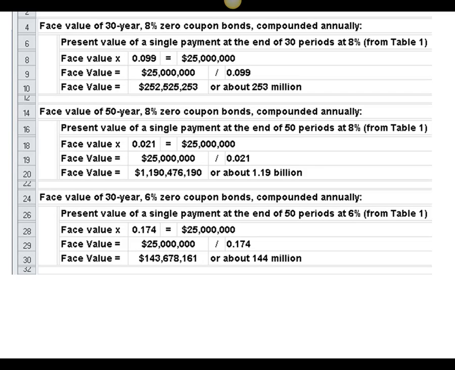And then if we go back to 30 years, but we use a 6% market rate instead of 8%, our factor from table 1 will be 0.174 based on 30 periods and 6%, and we would need to issue approximately 144 million.